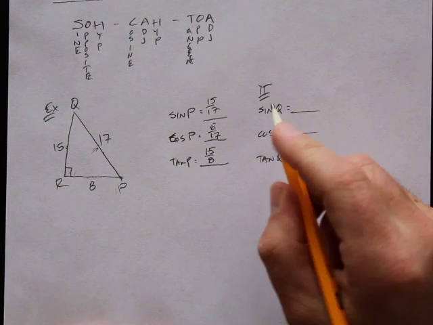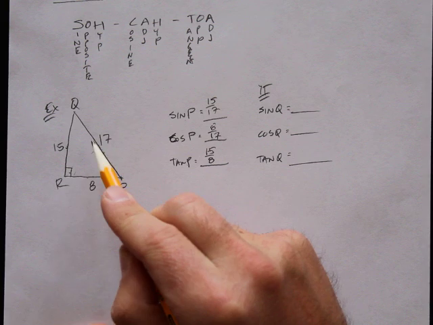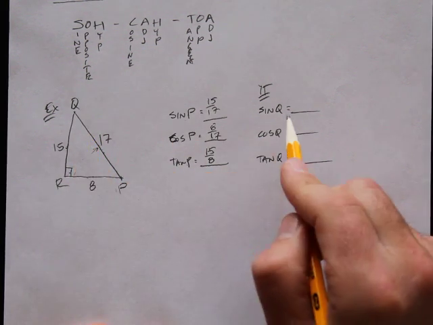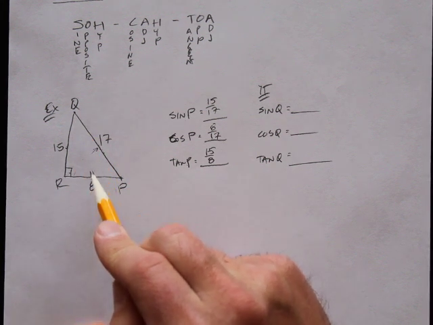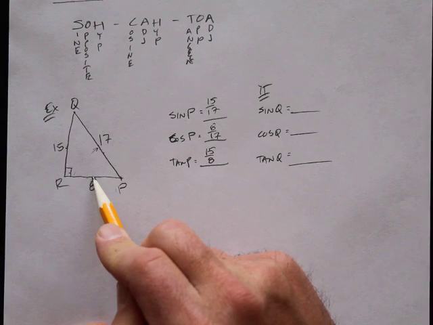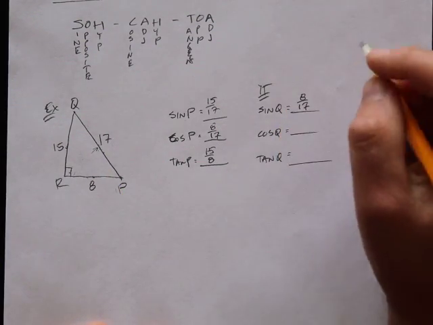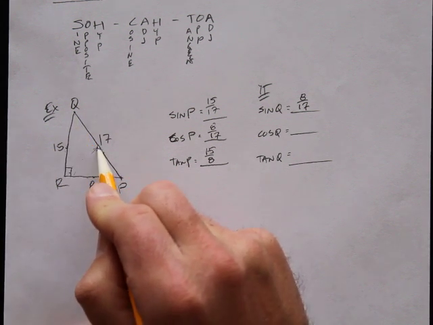So I'm going to find Q. My hypotenuse is still 17. That doesn't change. But now I'm looking from this angle. So the sine of Q, sine at this angle, is opposite over hypotenuse. So my opposite from Q is 8 over hypotenuse, which is 17. 8 over 17.